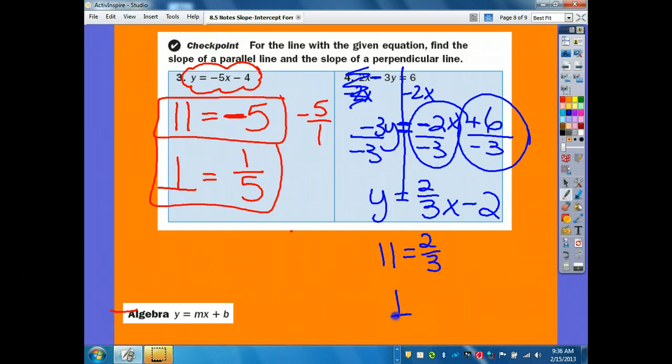The perpendicular, let me see. Bethany, what would I get from my perpendicular? A negative 3 over 2. She flipped it and the signs are opposite. Perfect. Questions?